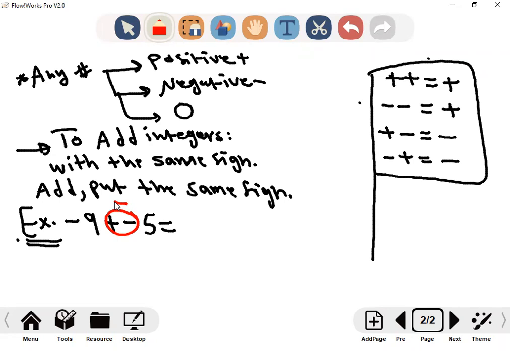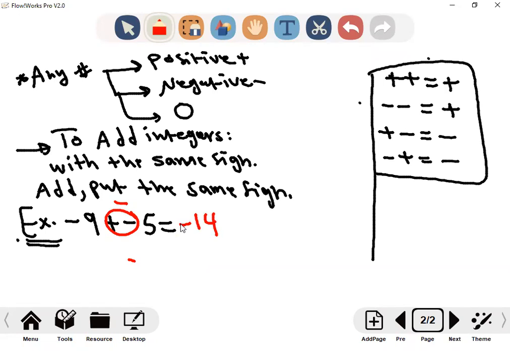So read it again now. -9, -5, right? In this case, we add the two integers and put the same sign. 9 plus 5, how much? 14. And the same sign, negative. Got it? Again, another one.